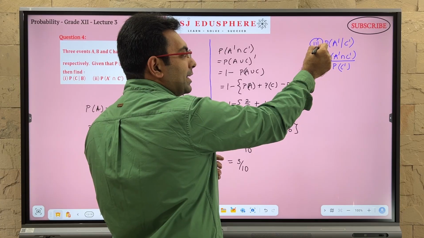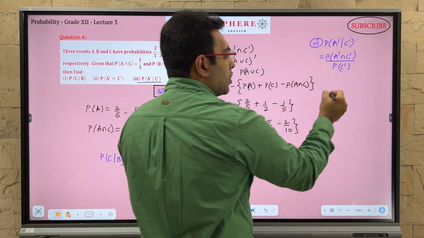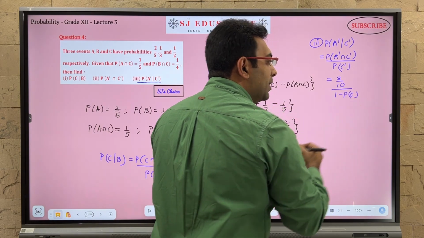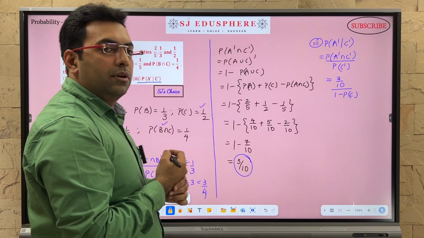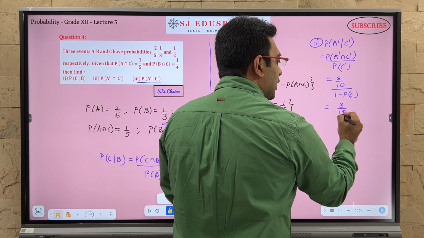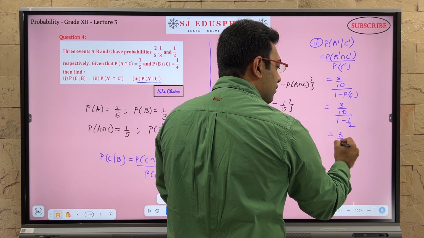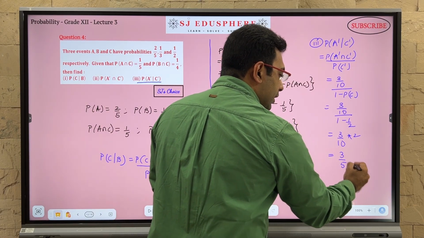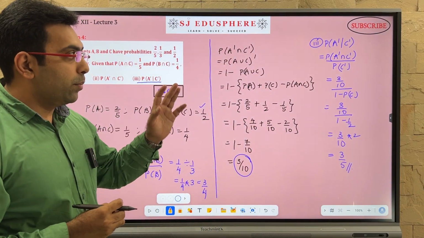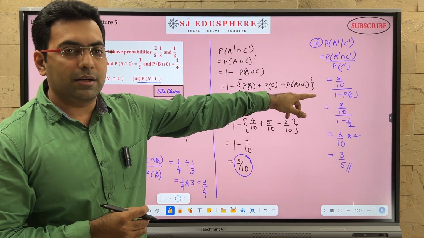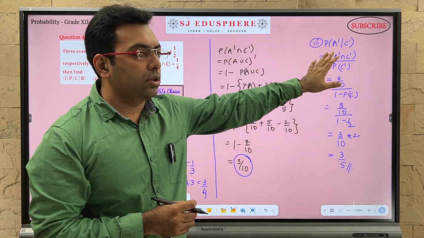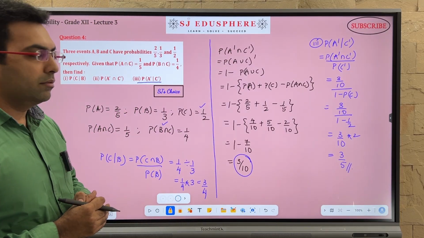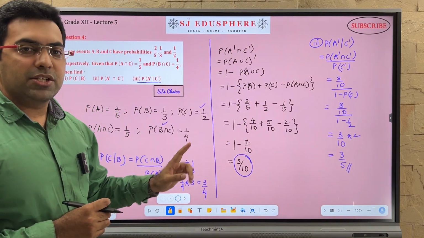Can I say A complement intersection C complement is 3 by 10? So I'm writing this value over here as 3 by 10, and C complement is 1 minus probability C. You know probability of C is half. So will I have this over here as 3 by 10 upon 1 minus half, which is divide by half, which is into 2, and hence my answer over here is 3 by 5. The only reason, students, for putting up this sum is to touch base the third part. If my question is directly asking you the third part, note you will have to find the second part, that is A complement intersection C complement. So try to understand and match the pattern.